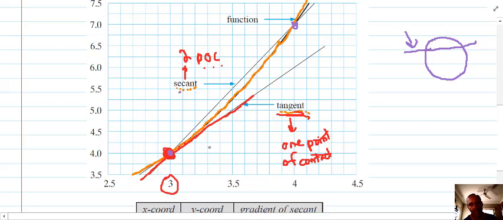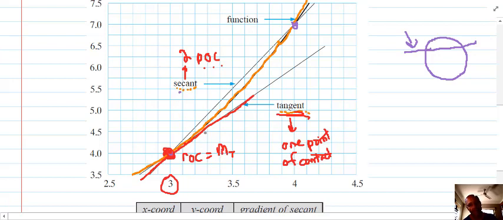So its rate of change equals the gradient, which is letter m, of the tangent, which I'm putting down as little t. So the rate of change is the gradient of the tangent.